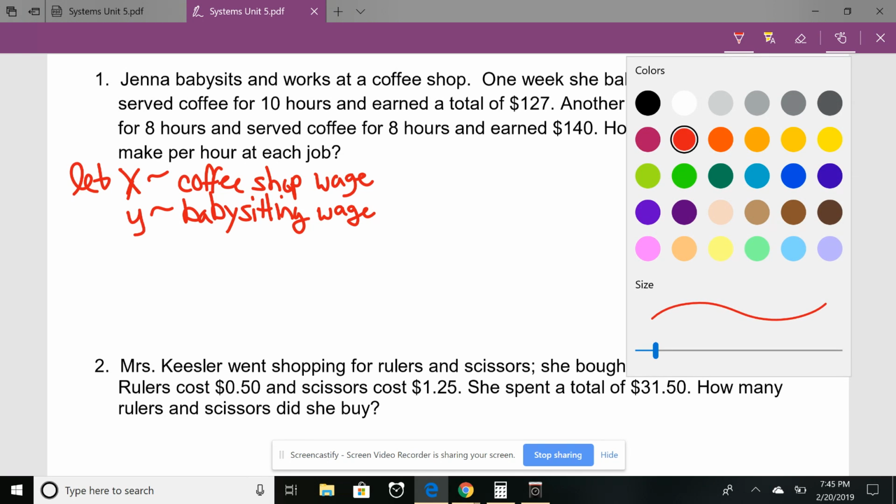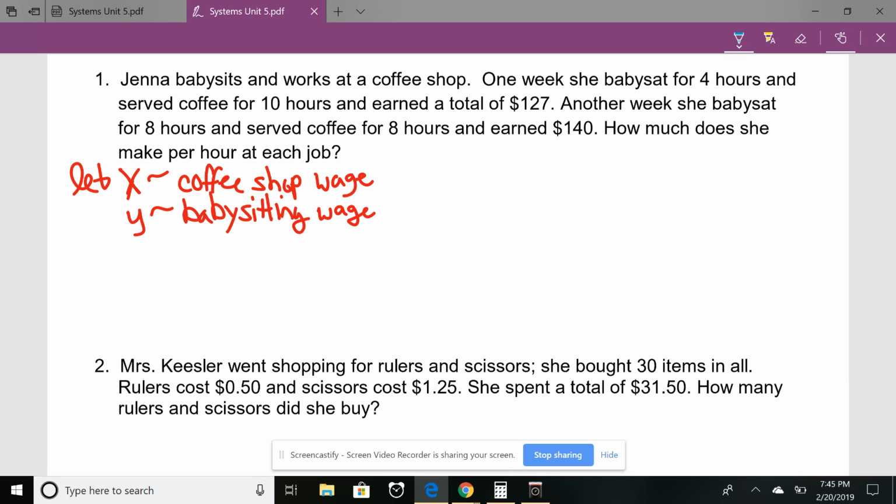Now in the first equation, it says she babysat for 4 hours and served coffee for 10 hours and earned a total of 127. So 4 hours serving coffee, how much money she's going to earn is going to be 4x plus 10y, 10 hours times her babysitting wage. It's going to equal a total of $127.